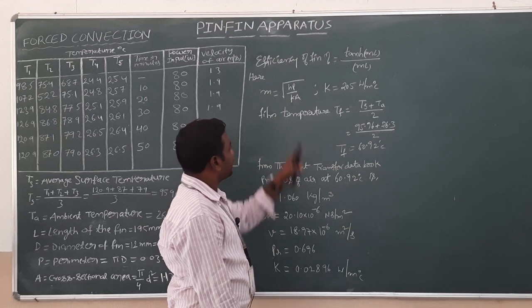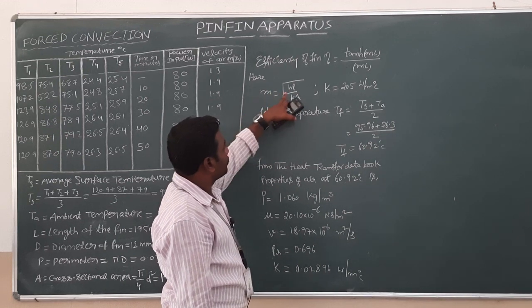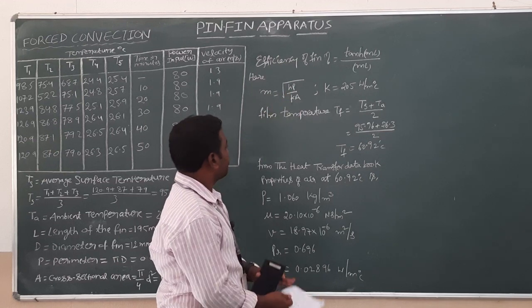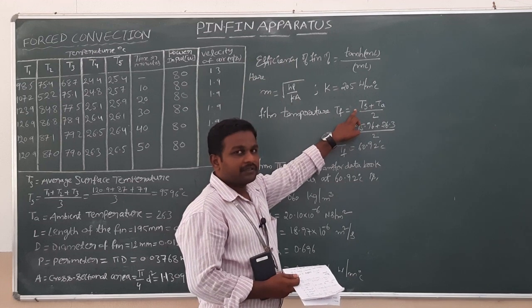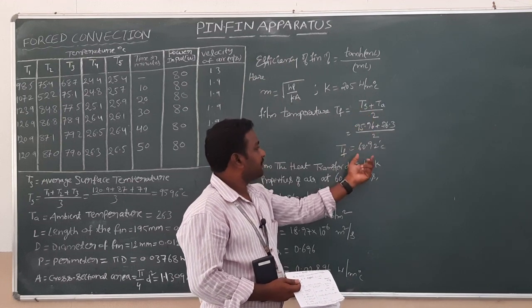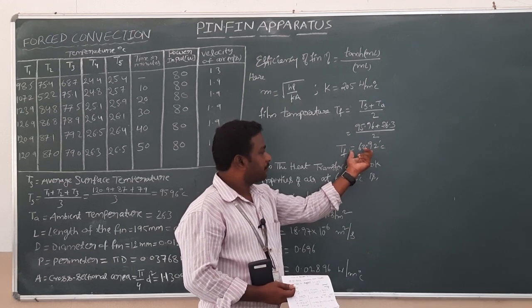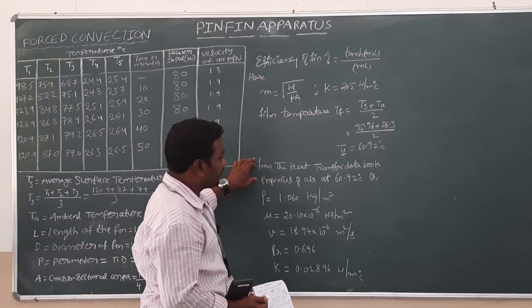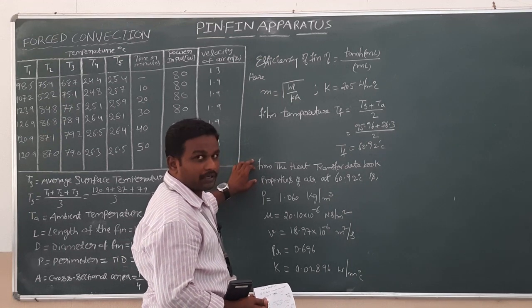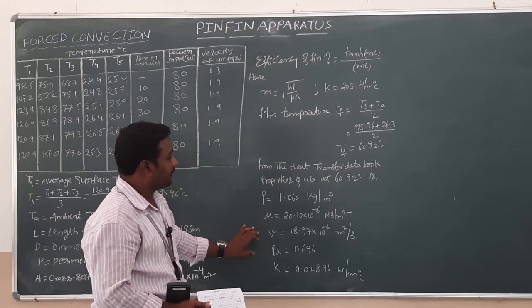Here we need to calculate the h value for the purpose of calculating the m value. So we need to calculate the h value. First of all, find out the film temperature here. Film temperature is the average of surface temperature and the ambient temperature. So film temperature value is like this, 60.92 degrees centigrade. So take the properties of the air from the heat transfer data book at 60.92 degrees centigrade. These are the properties of the air at 60.92 degrees centigrade.